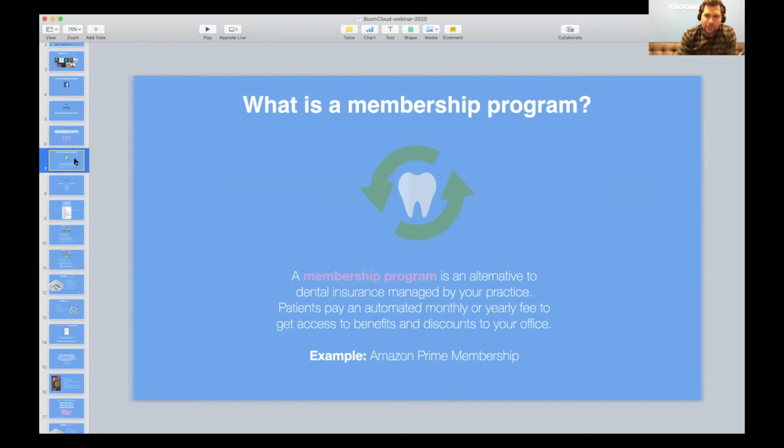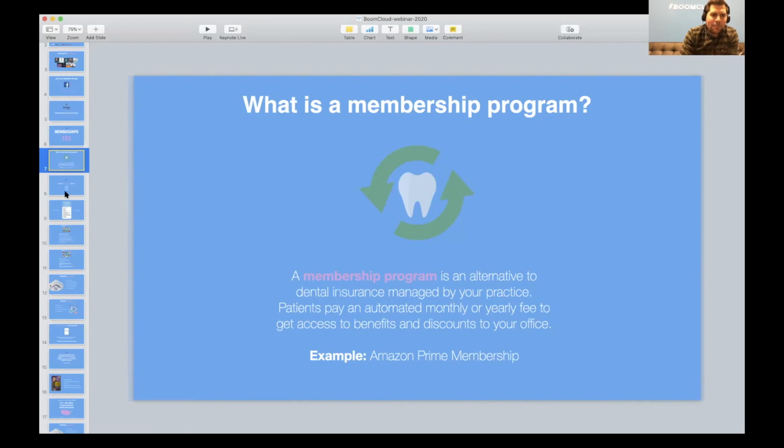Basically, a membership program is an alternative to dental insurance where patients pay your practice a monthly or yearly subscription to get access to certain benefits and savings at your practice. It's very similar to Amazon Prime, but built for your patients' oral health care. That's kind of how I define it.